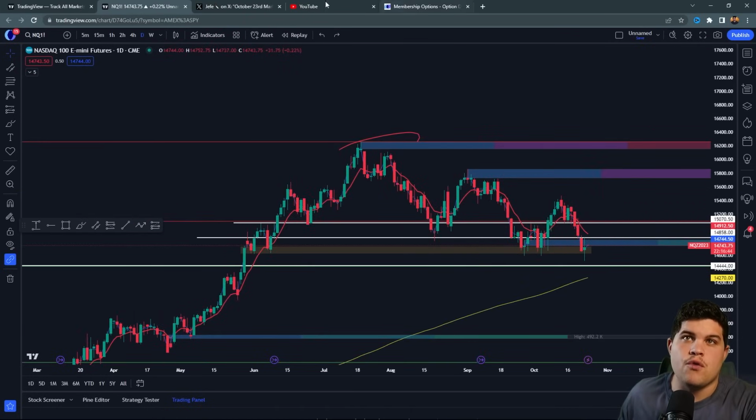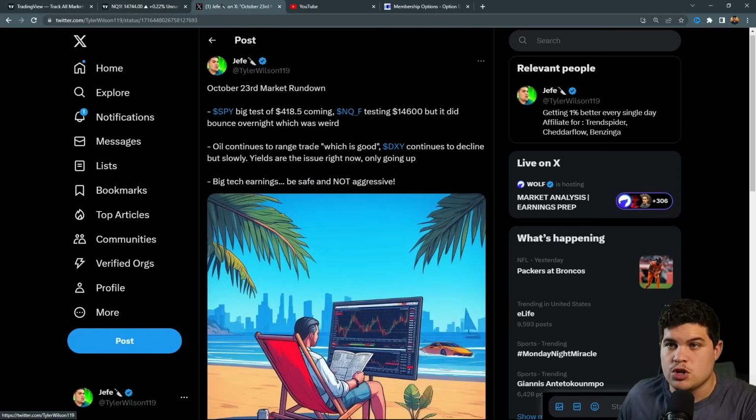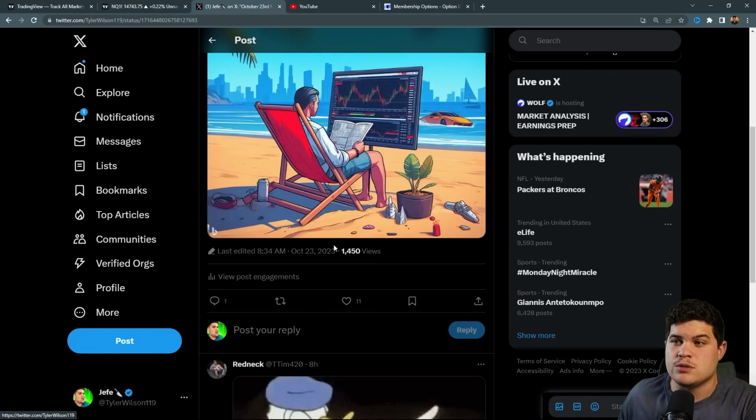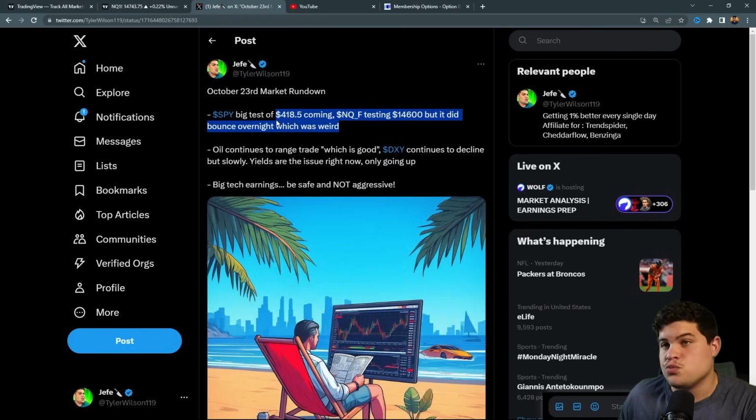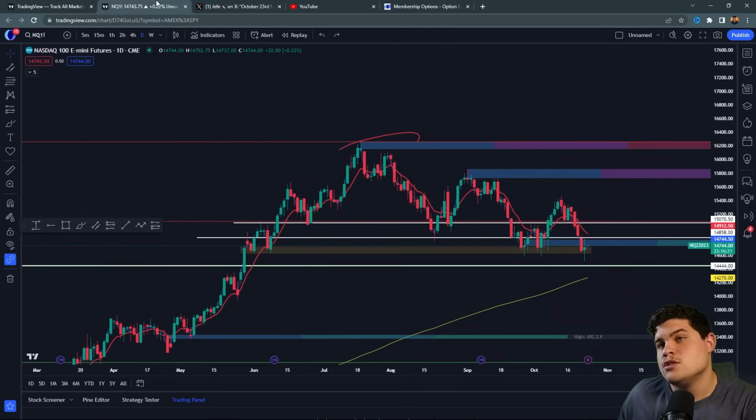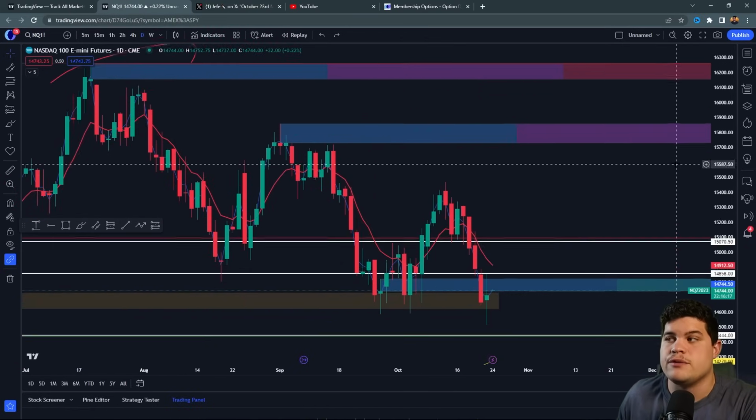And again, if you don't follow us on Twitter, I recommend doing so, because as you can see here on Twitter, this was this morning at, I believe, 8:34, four minutes before market open. I edited it, so it was a little bit before, but as you can see here, big test of 18.5 coming, Nasdaq testing 14.6. It did bounce overnight, which was weird. Oil was an issue. DXY was an issue. Those keep weakening. Big tech earnings. Be safe, not aggressive. Okay, so what happens? We hit those levels almost to a T. We bounce off of them, and we're kind of living to fight another day.